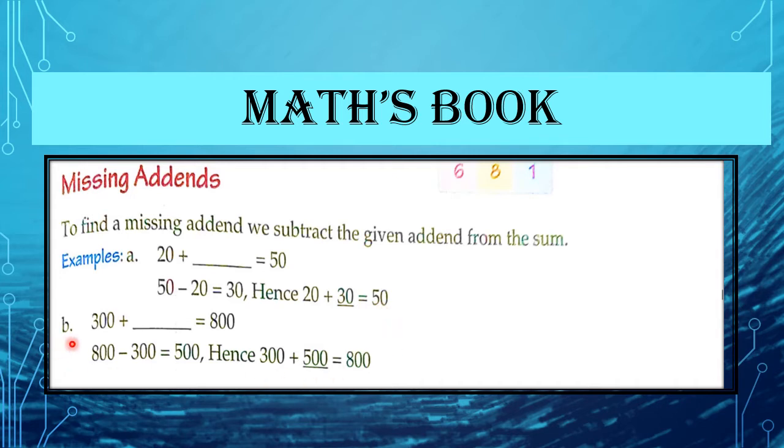Let's learn one more example. In question number B, it is given 300 plus a number is giving you 800. So the sum is 800. Write 800. One of the addends is 300. Subtract that addend from 800 and you will get 500. So you write the statement as 300 plus 500 equals 800.